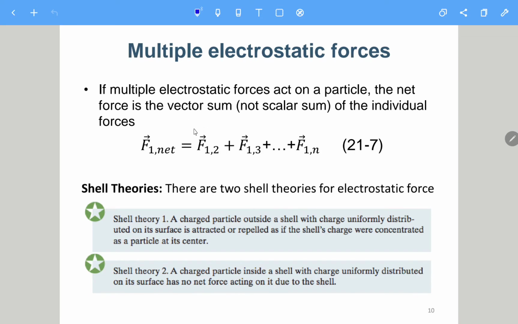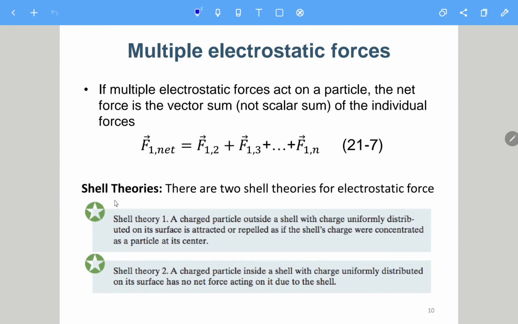I suppose you should know how to add the vector. You decompose it in the x-axis and y-axis, and then you add the x-axis components together and the y-axis components together to form the total vector. I think you should know how to do that. Okay, so this is the case when we need to solve for the system with multiple charges.